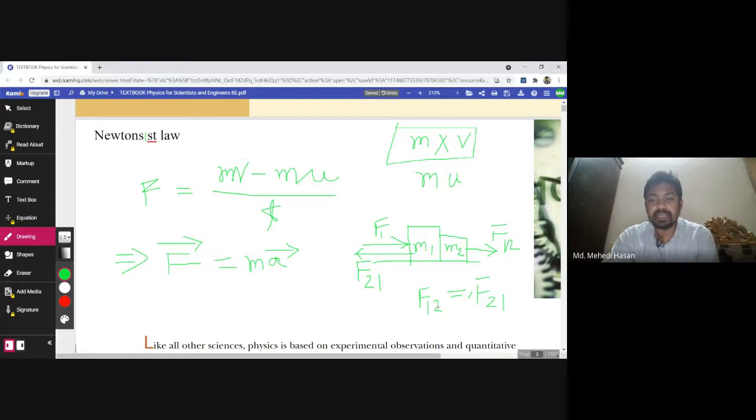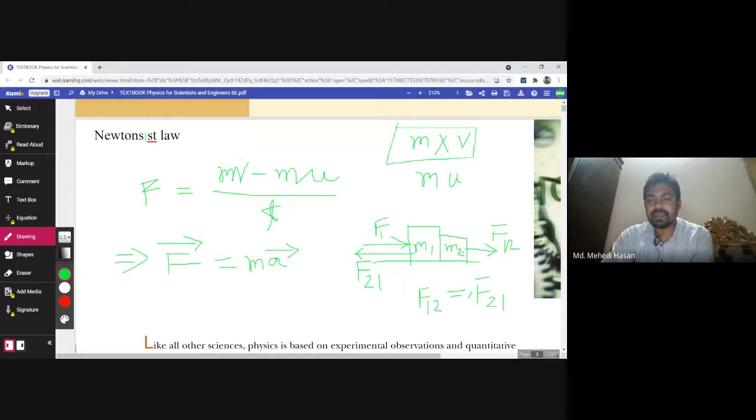Now the thing is that here you are applying force f1 on the m1 object. Due to the contact between m1 and m2, there is another force acting on m1, which is basically preventing the motion of m1 along the rightward direction. So due to m2, there is another force acting on m1, which is along the leftward direction, f21. So the forces acting on m1 are f1 and f21.